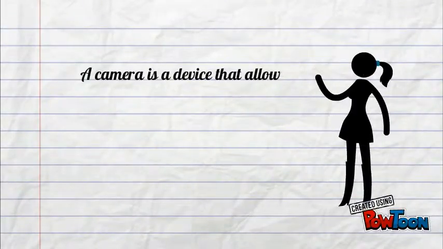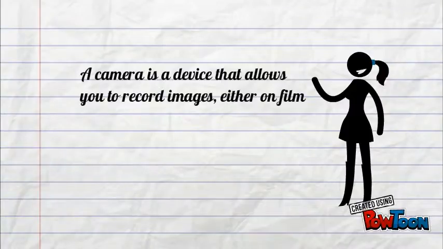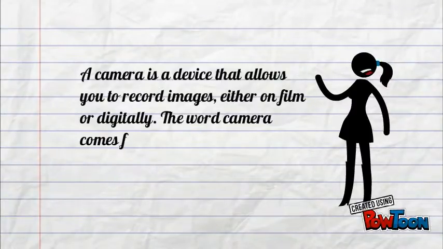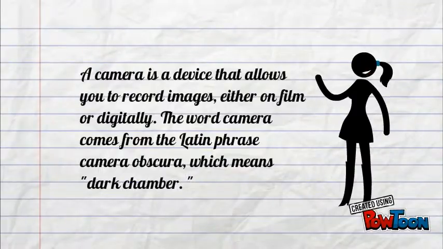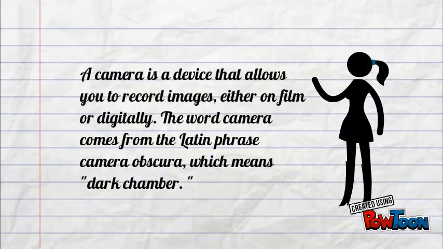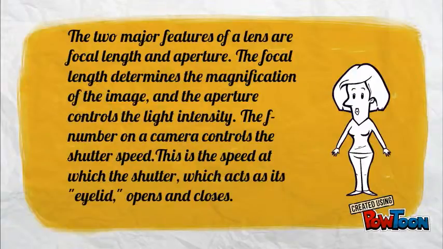A camera is a device that allows you to record images either on film or digitally. The word camera comes from the Latin phrase camera obscura, which means dark chamber. The two major features of a lens are focal length and aperture. The focal length determines the magnification of the image, and the aperture controls the light intensity.